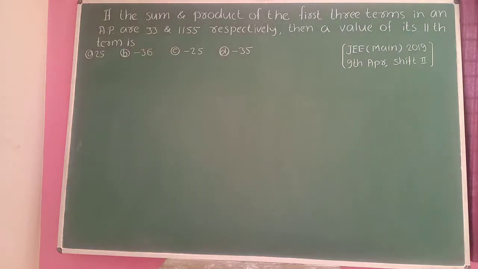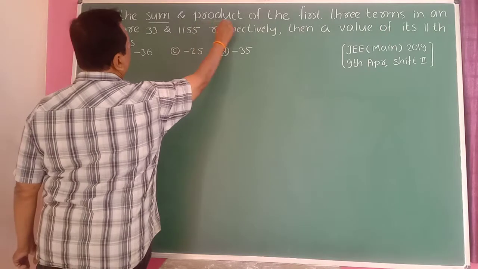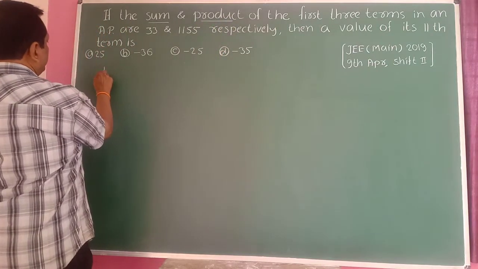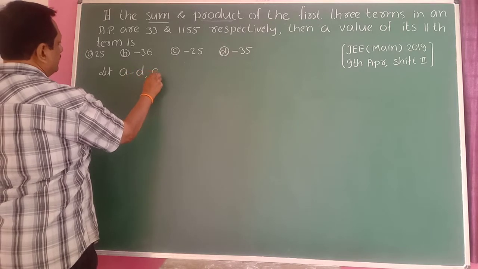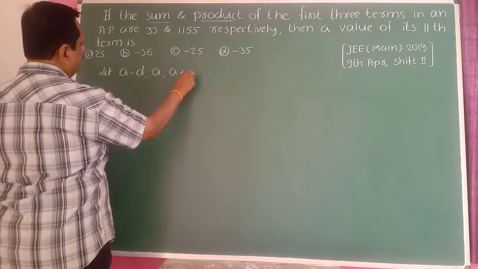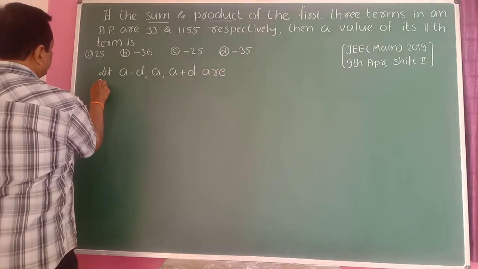If the sum and product of the first three terms in an AP are 33 and 1155 respectively, then what is the value of its 11th term? In this case, the sum and the product of three terms are given. Therefore, let a minus d, a and a plus d be the three terms here.